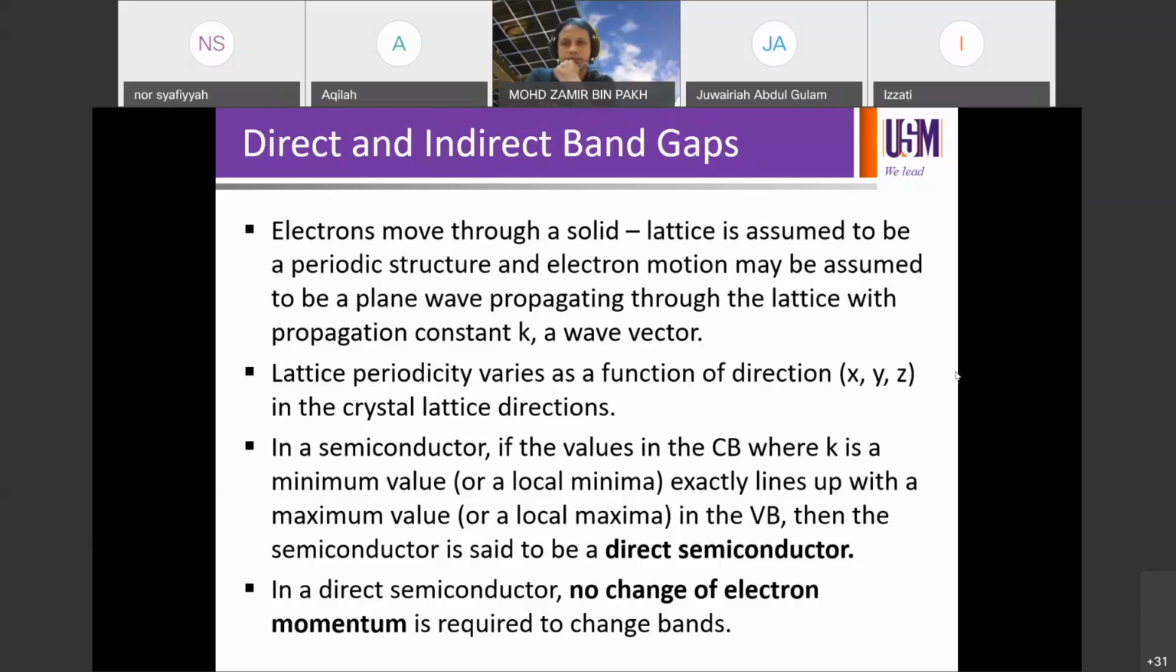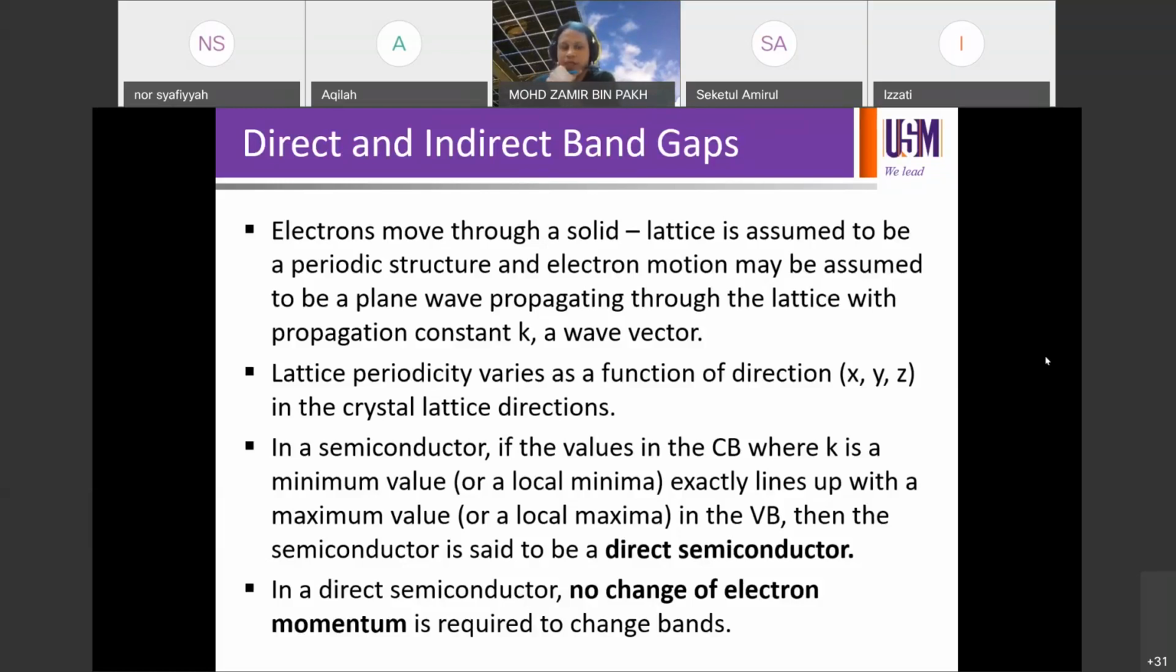Direct band gap means the angle from the valence band to the conduction band is 90 degrees. Okay, so both bands are aligned, is it? Yeah. Okay, how about indirect band gap? Indirect band gap, they are not aligned. Okay, they are not aligned. Alright, okay, thank you.